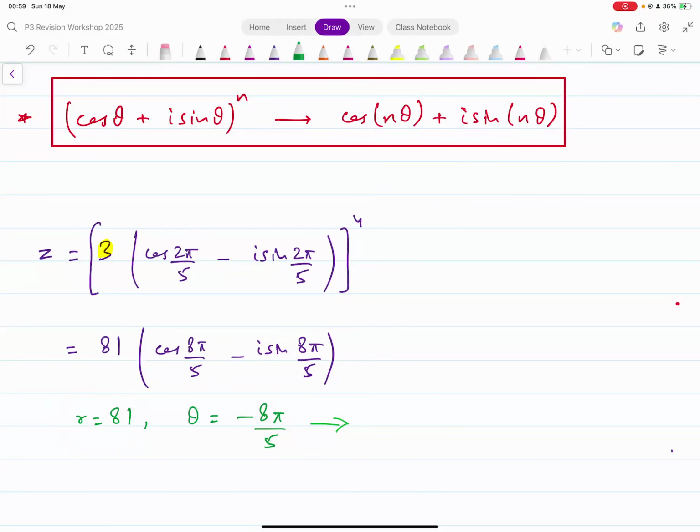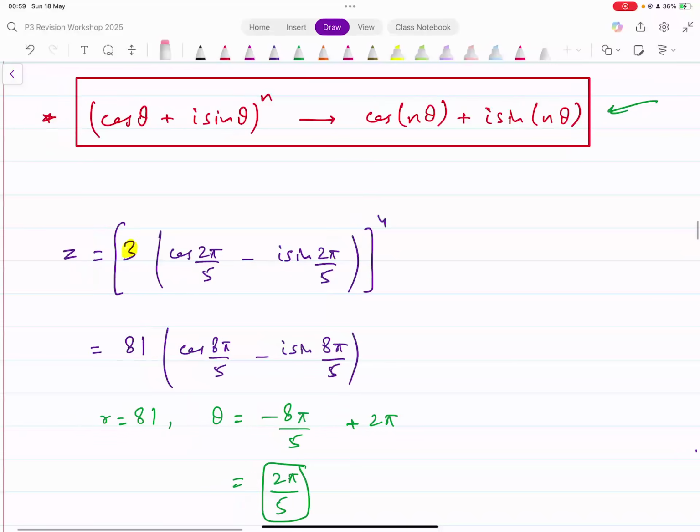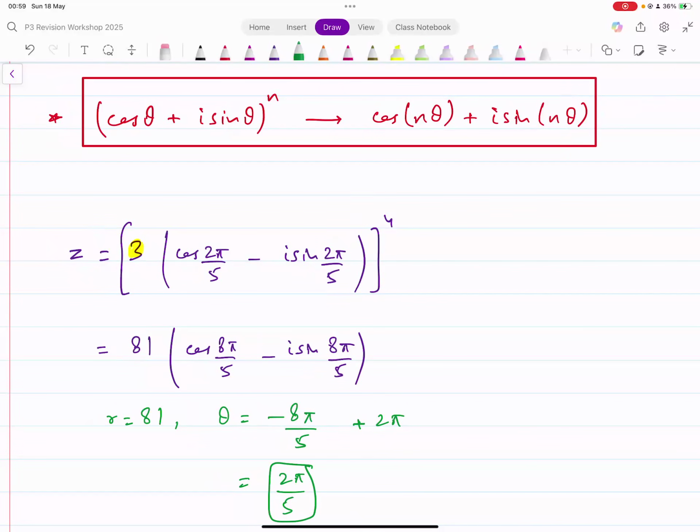And when you add 2 pi to that, that gives you 2 pi over 5. That's the argument, right? You can do it directly like this as well without even doing that working. If you remember, this theorem is called De Moivre's theorem. It's part of the further math syllabus, but you're allowed to use this as well if you want. That will save some time for you.